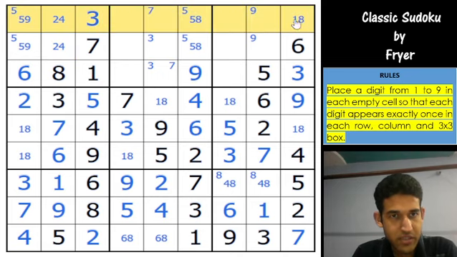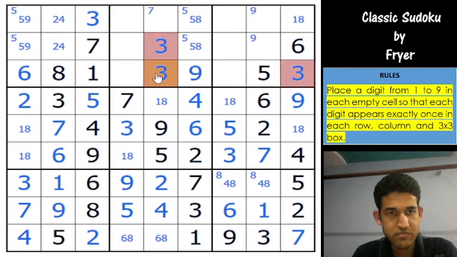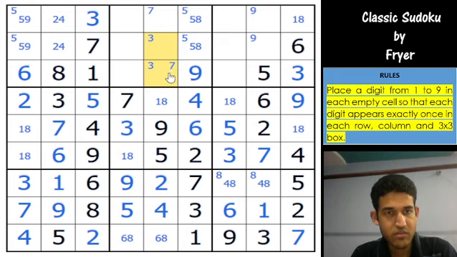Okay, so I don't have anything much from rows 1 and 2. However, I can look at row 3. I have 3 5 9 1 6 8. So remaining digits are 2 4 7. So let me just mark them. Okay, before that I see 3 in one of these cells, which can be easily resolved. So that's a 3. Sorry. So that's a 3, right?